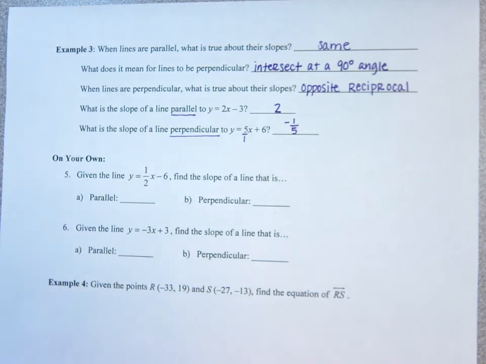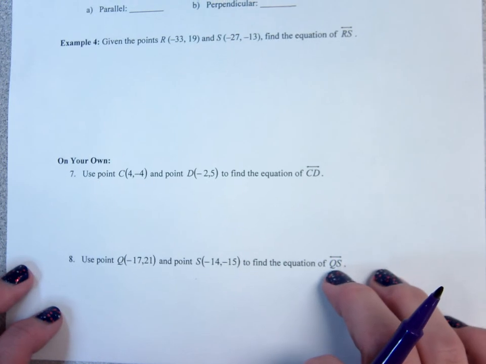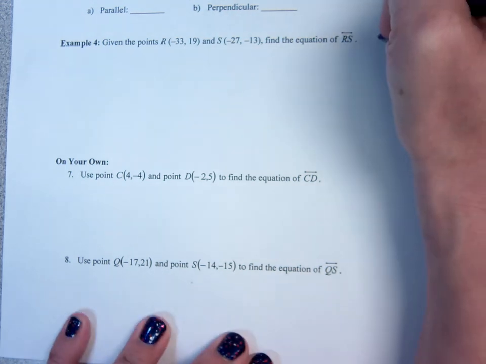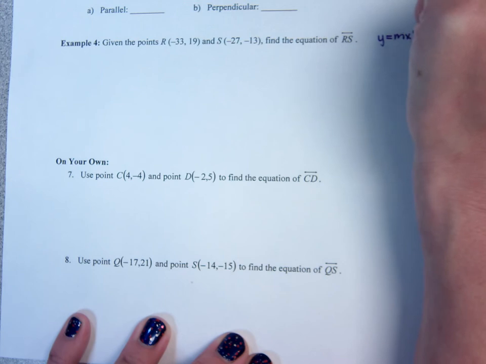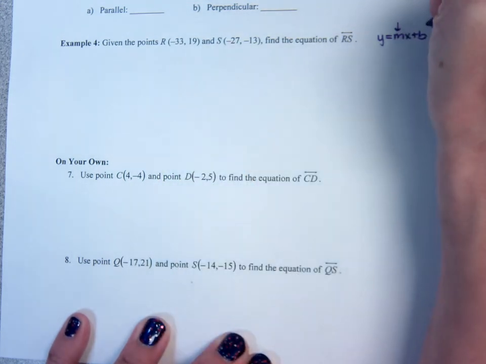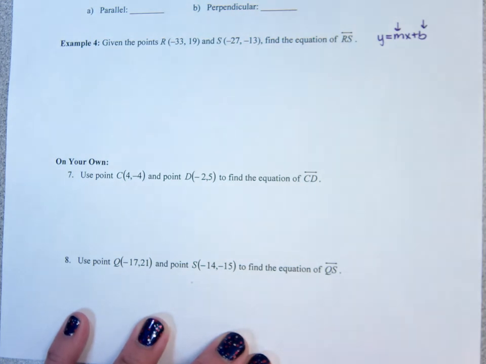Okay, a couple problems to practice. And then we've got our last example down here, example 4. Given the points R at negative 33 and 19 and S at negative 27 and negative 13, find the equation of RS. So we're hoping in the end to get to this form of y equals mx plus b. We need to use these points to figure out our m and our b. This might take a little bit of work.